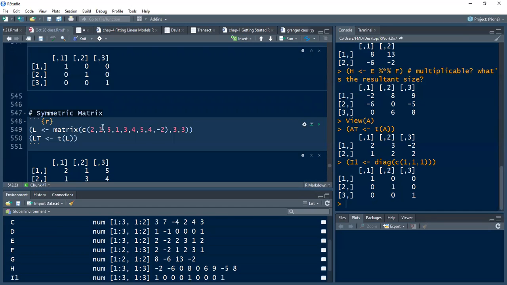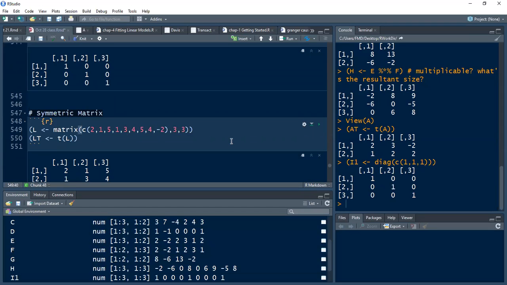Okay, then let's take a look at a symmetric matrix. What is a symmetric matrix? So let me explain this by way of an illustration. So we're creating a matrix here with elements 2, 1, 5, 1, 3, 4, 5, 4, and negative 2. So 1, 2, 3, 4, 5, 6, 7, 8, 9 elements. So it's 3 rows and 3 columns.